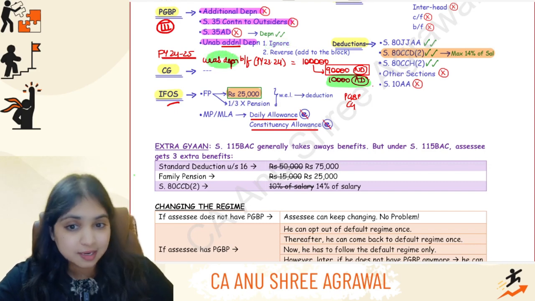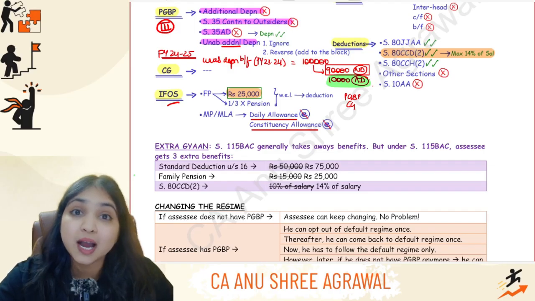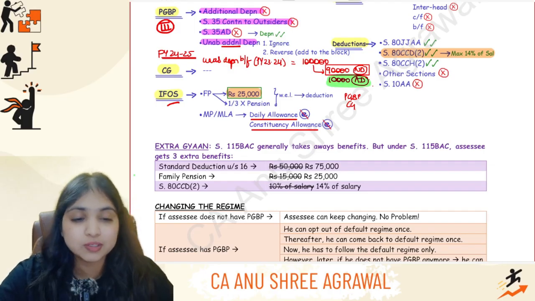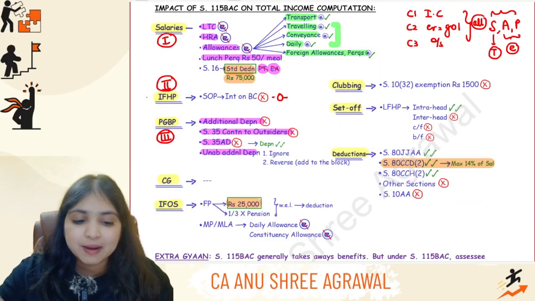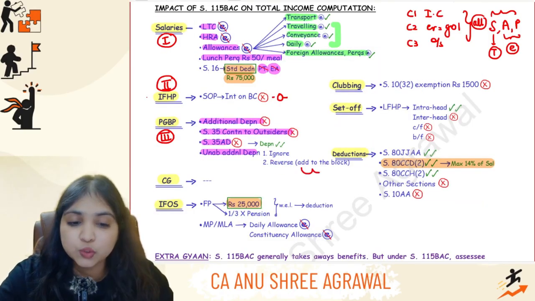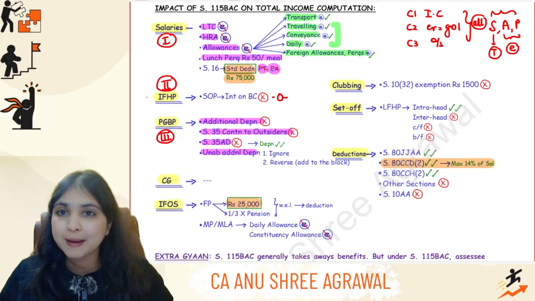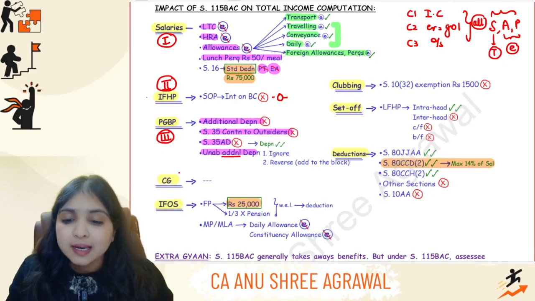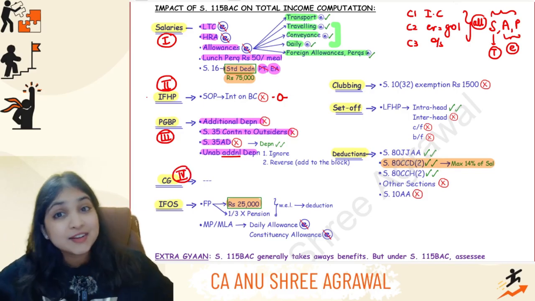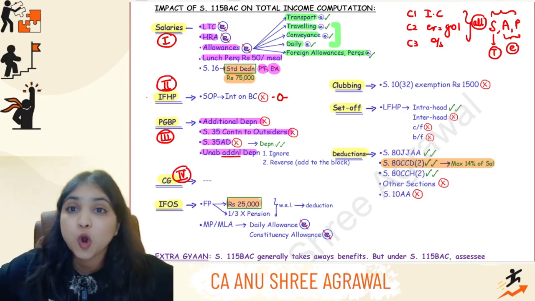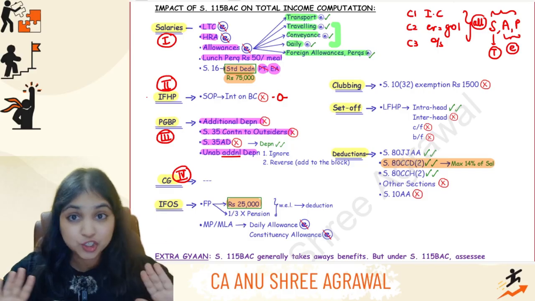So whatever is the unabsorbed depreciation of 1 lakh, inside this I will see how much is the unabsorbed additional depreciation, 10,000. This I will ignore. This I cannot adjust against current year incomes. And then one more thing, you will also have to reverse it, which means you will add it back to the block. You will add it back to the opening WDV. Okay. Then number 4, capital gains head will not get impacted because of 115BAC. Whether the assessee is following the default regime or the normal regime, capital gains computation will be the same only.